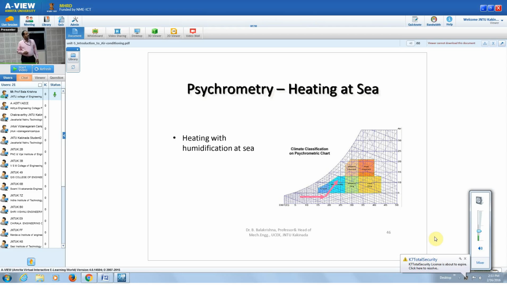Then on the psychrometric chart, heating at C and humidification also. Earlier, without humidification, it was a horizontal line, but this increase means humidification. If the arrow is downwards, then it is dehumidification. Are you following or not? Next slide.